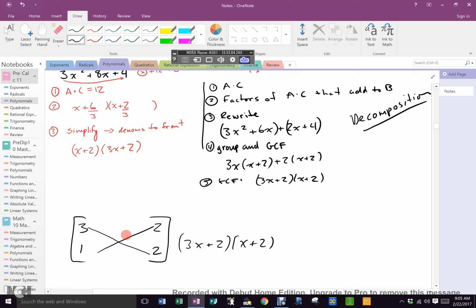If you're going to just guess, why are you here? Because 4 works nicely, right? It's only 1 and 4 or 2 and 2. So you would try 3 and 1 and 4 and 1. 3 times 1 is 3. 1 times 4 is 4. So that one doesn't work because they would both have to be positive. So you would do this. Then you would have 4 plus 3. That's 7, so it doesn't work. In this one, it's 6 plus 2. Oh, that's 8, so it does work.